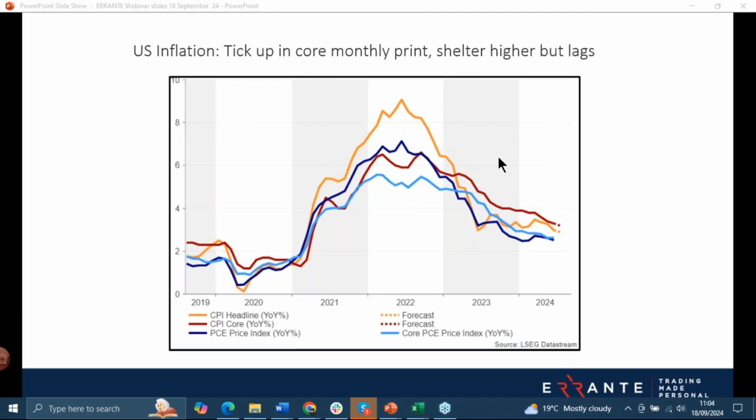It should be noted that the shelter CPI lags changes in the actual rent and real estate market by around 10 months or so. That implies this really shouldn't be seen as a sign of re-accelerating inflationary pressures, and it means the fundamental story of sustained disinflation remains unaltered by last week's inflation report.